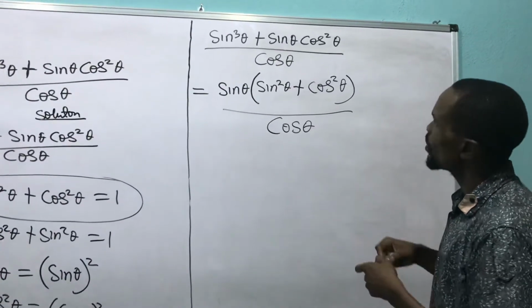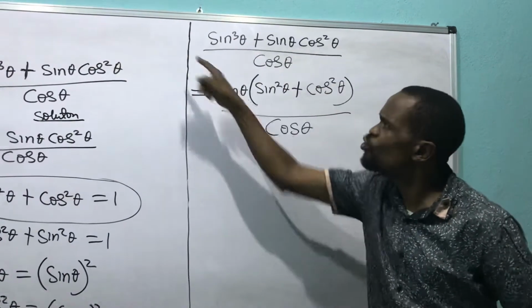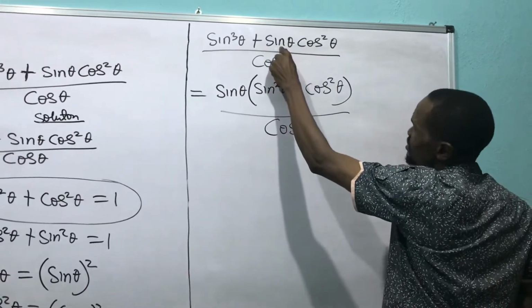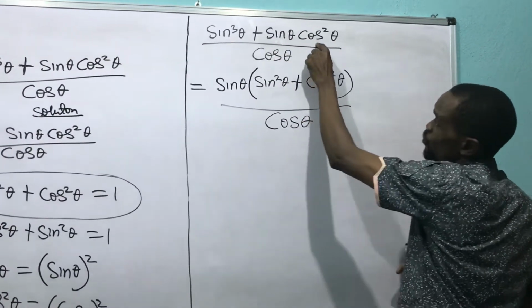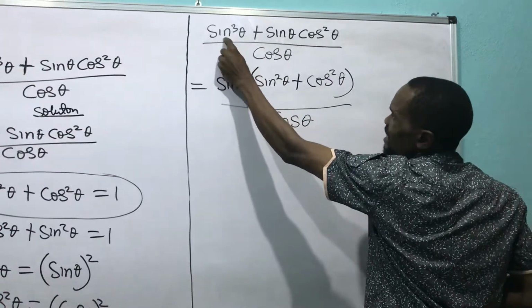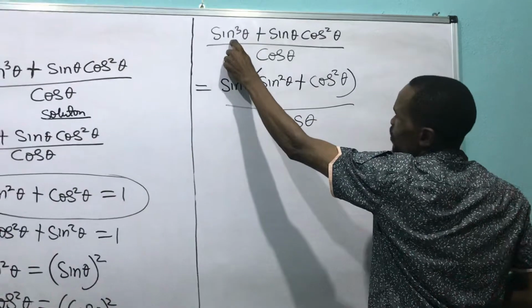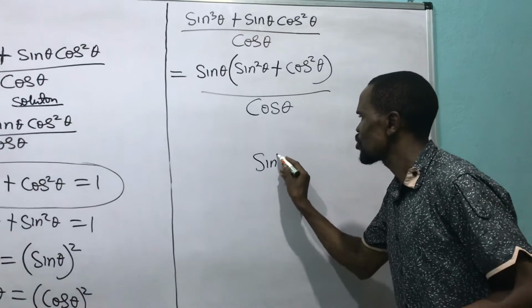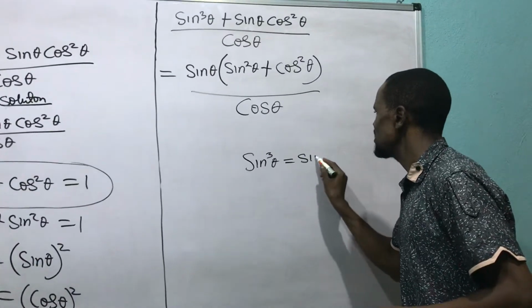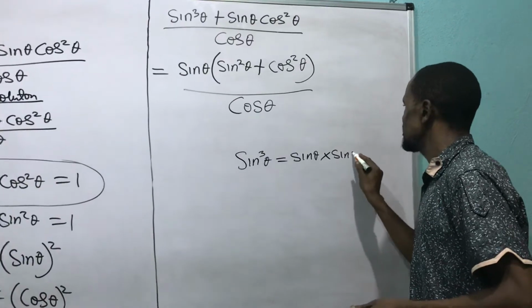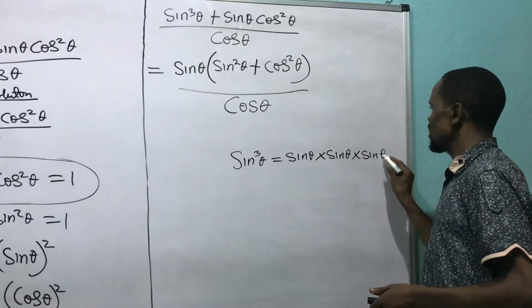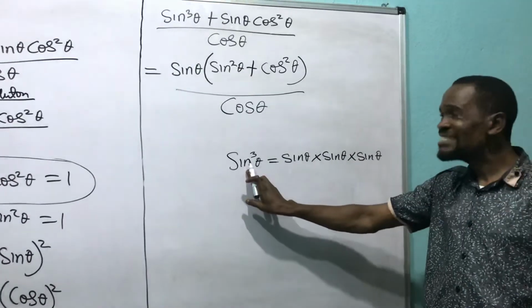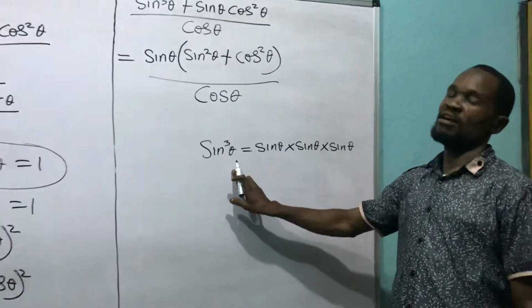Somebody will ask how. What I did is: sine is here, sine is here, so I divide through by one sine. When you divide this by sine, I will have cos square theta. When I divide this by sine, how many sines are here? 3. When I divide through by one sine, one destroys itself. Sine cube theta means sine theta times sine theta times sine theta, which gives me sine cube theta.